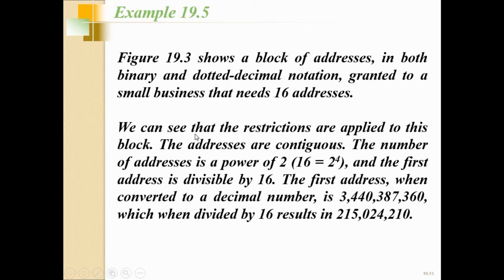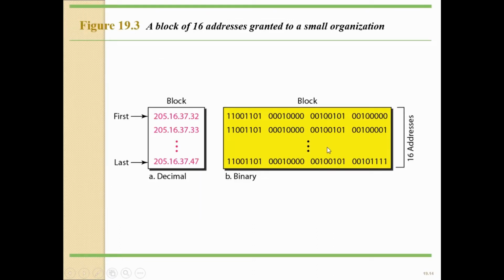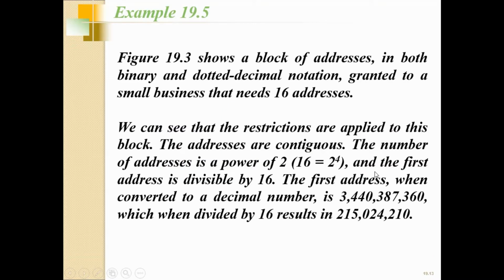So we can see that the restrictions are applied to this block. The addresses are contiguous. The number of addresses is a power of 2, that is 2 power 4 equals 16, and the first address is divisible by 16. The first address, when converted to a decimal number, is this much, which when divided by 16 does not result in a whole number. So this block is obviously of no use.